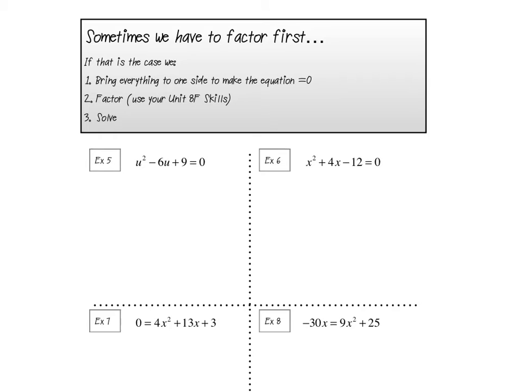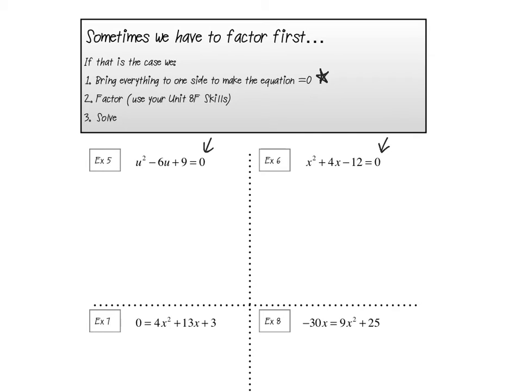So first, though, notice the first step. You have to make sure that you bring everything to one side to make the equation equal 0. In order to be able to solve this, whenever you're factoring, the equation has to be equal to 0. So notice the first two examples, example 5 and example 6, they are already equal to 0, so they're ready to go. Now you're going to do the factoring, okay?